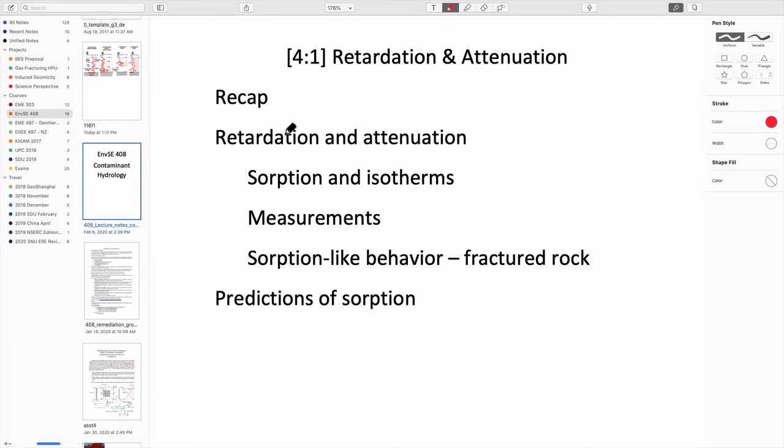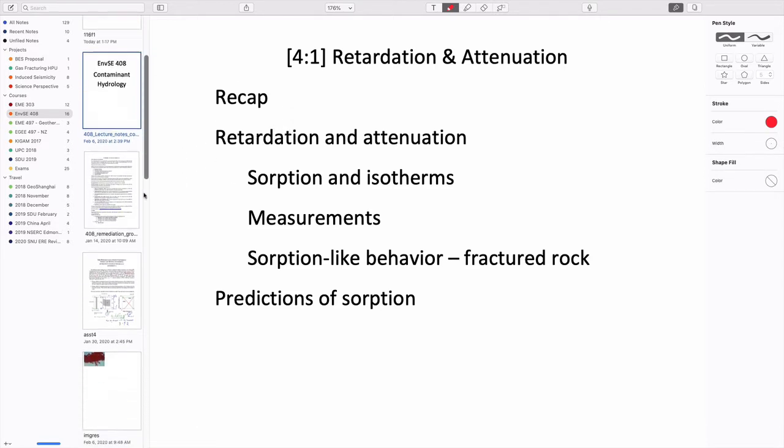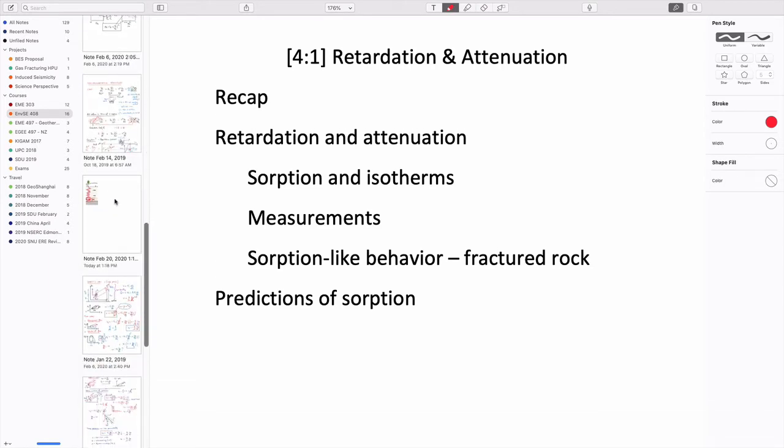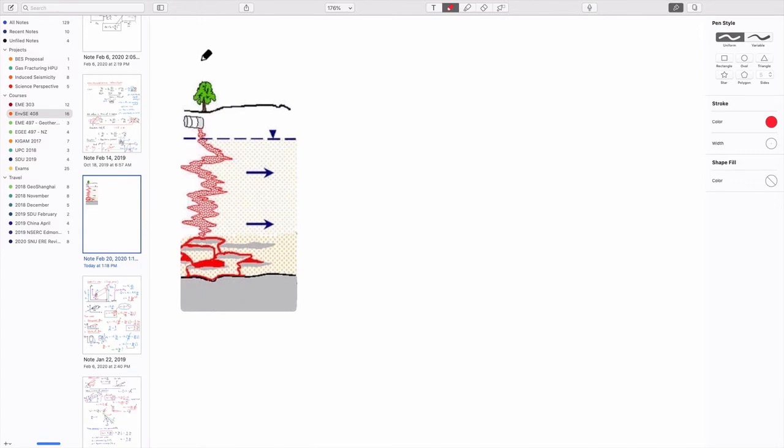And of course, it's not in a political sense that we're talking about that. We're talking about conservation of mass of solute within the flowing material. So let's go through and summarize where we are so far. And we'll make the point that so far we've talked about conservative transport.